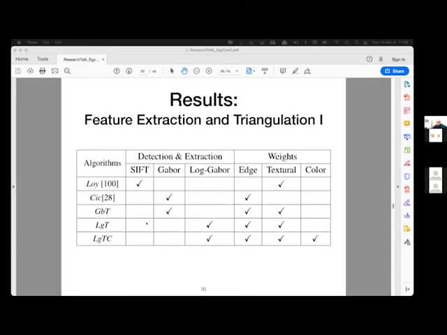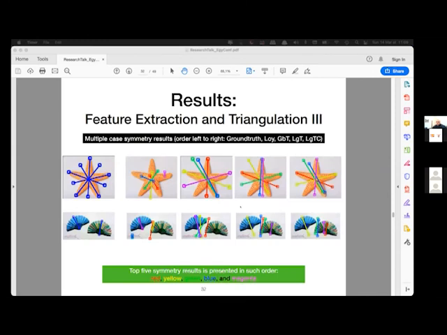If we look at the results, we have Loy using SIFT and Sequenet using Gabor. In our results, we show the contributions one by one and see what results we can get. The same for the weights: here we use texture, here we use edge, and we try edge and texture, or edge, texture and color at the same time. If we have some kind of ground truth in multiple cases or multiple symmetries, these are Loy's results, and these are our results based on each of our contributions. We can see that our results get better at finding symmetry inside every object.